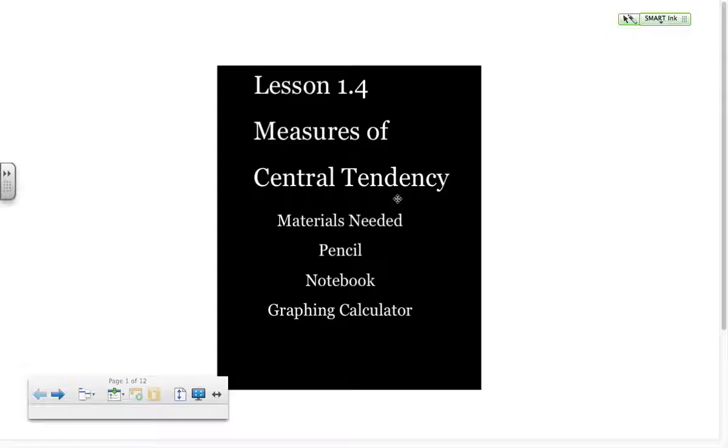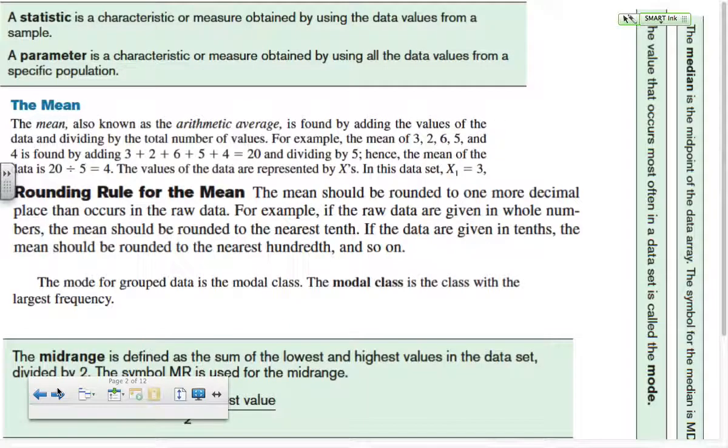So measures of central tendency, this is our objective today. We're going to learn what these are and how to use them. You have, I'm sure, seen them before, so we're just going to review them really quick. Before we get into what we're doing to measure central tendency, let's talk about statistics and parameters. A statistic is a characteristic or measure obtained by using data values from a sample. So when we collect data, those are statistics.